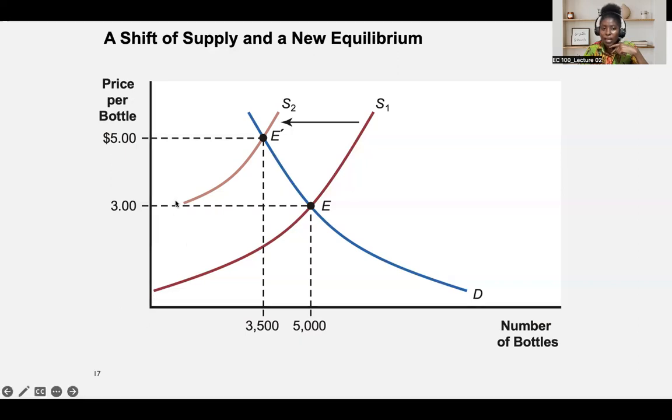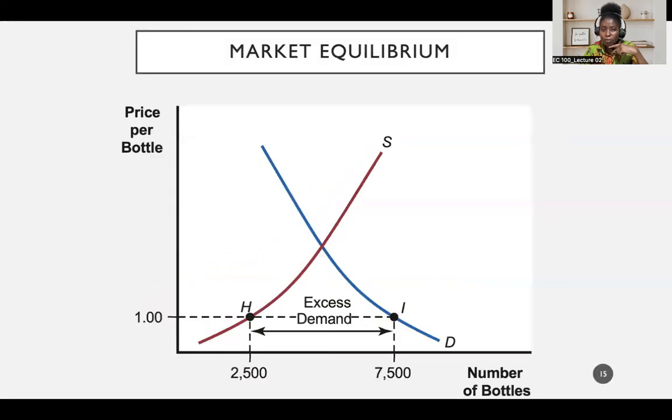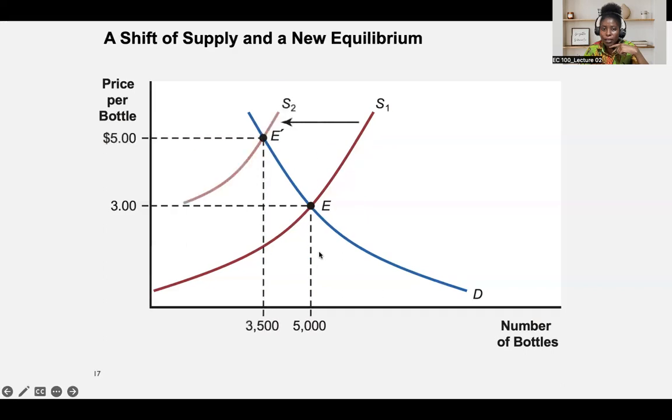What do we say when there's an excess demand? When there is an excess demand, there is pressure to increase price. Remember from before, when there's excess demand, pressure to increase price. Here, the same case. At this point there's a pressure to increase price because demand is higher than supply. So price will rise up to $5, the new equilibrium level.